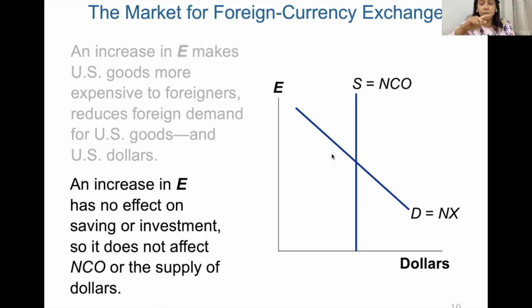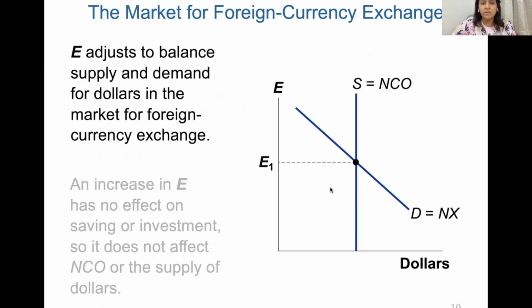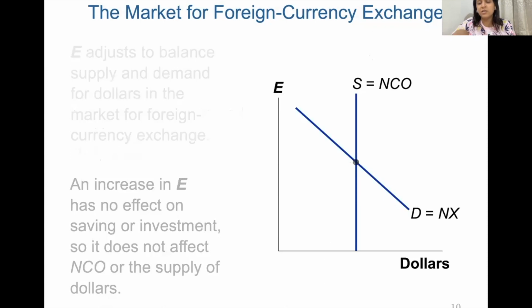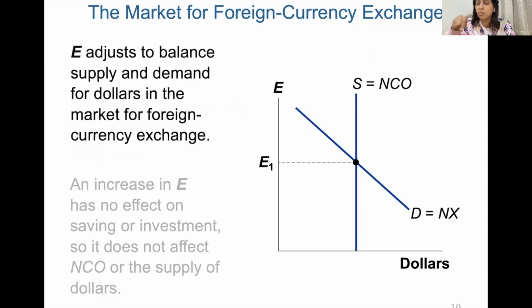In the other diagram, it was an upward sloping line because this axis had R, and interest rates impact both your NCO and your net exports. But your exchange rate will not impact your net capital outflows, right? And that is why it's a vertical line. So the basic crux of this diagram is that exchange rates always adjust to balance the supply of dollars in the market. That's all they're trying to establish here.